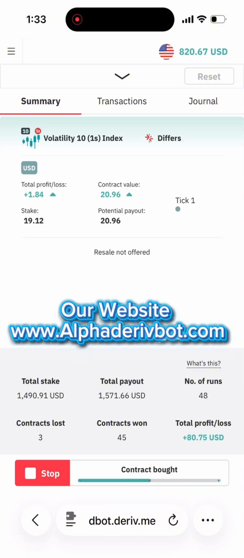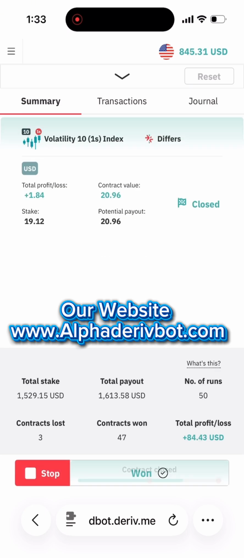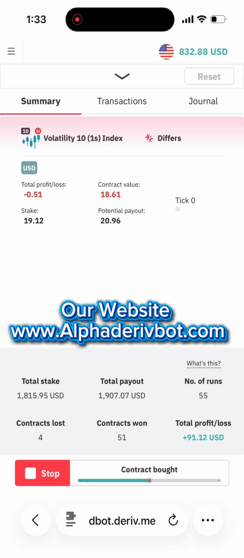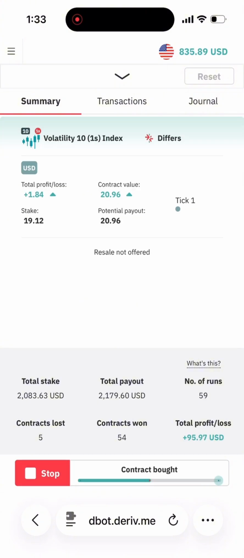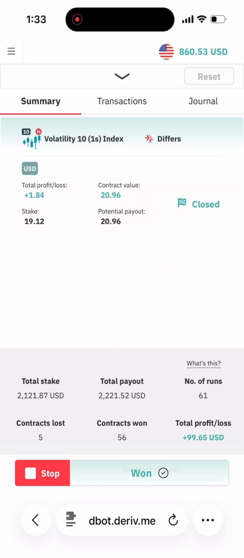Once we confirm the market conditions, we open the dbot interface. Our system was already loaded and ready to operate. Then we began configuring parameters for the session. We selected volatility 10 1 second index. The stop loss was set to $90. The take profit target was set to $200. And the stake size was configured at $19.12. After reviewing every parameter carefully, we started the bot and allowed the system to execute trades automatically according to the strategy.